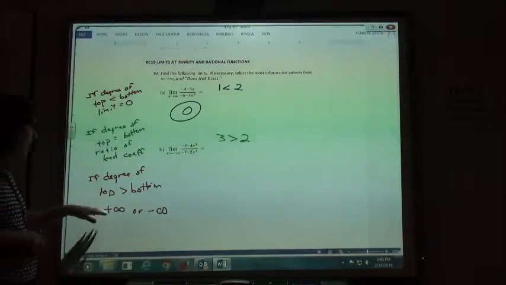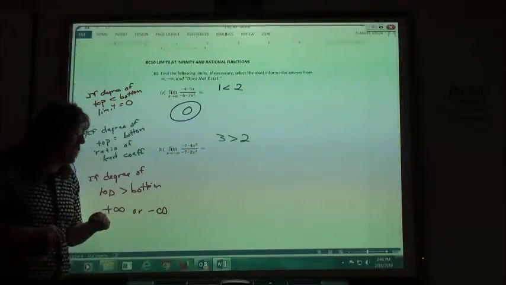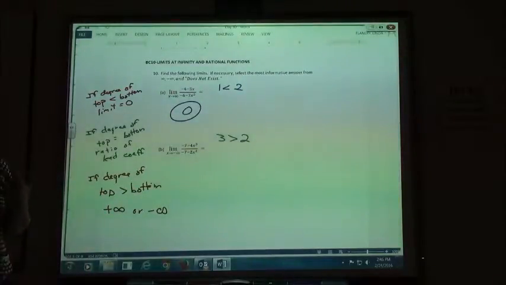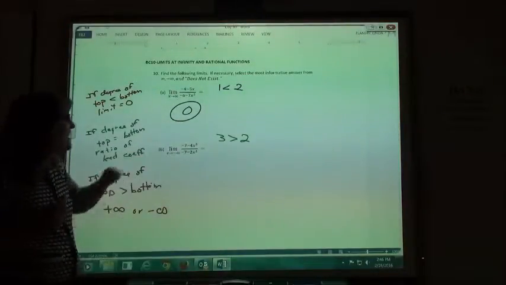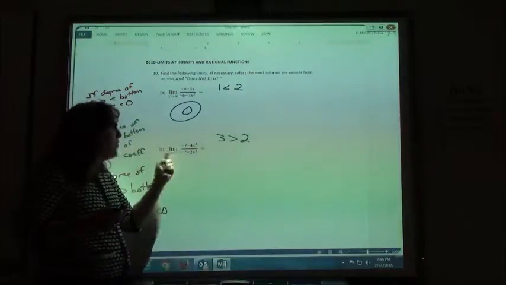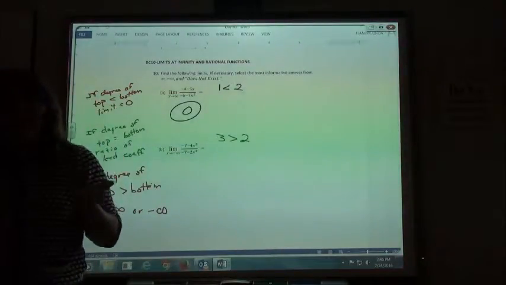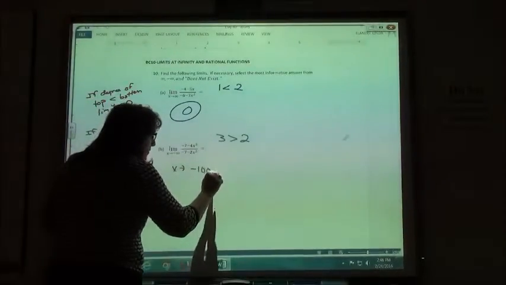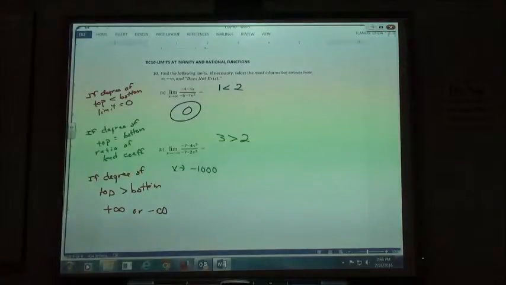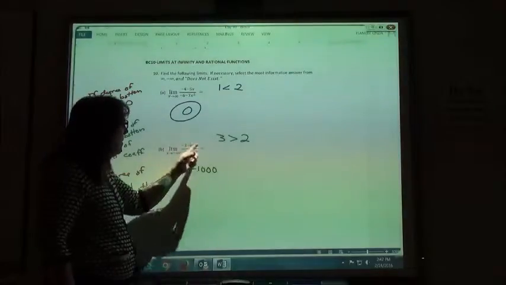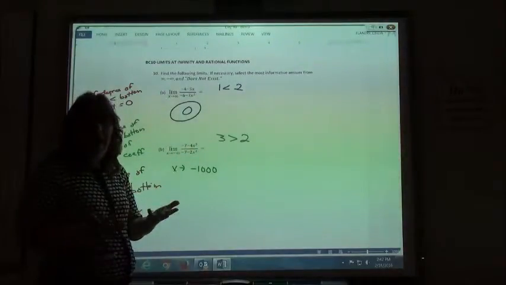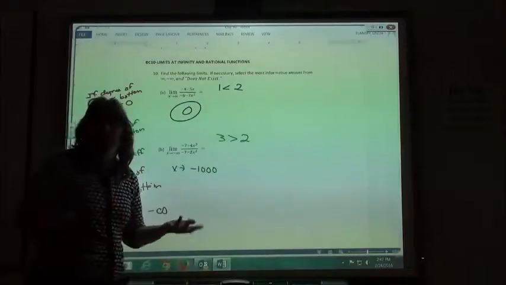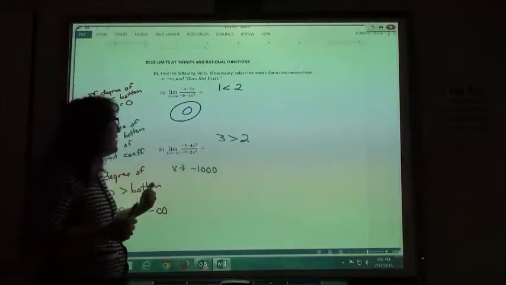So I know my answer is either going to be positive infinity or negative infinity. So what I need to do is figure out the sign of my answer as I approach, in this case, negative infinity. Now, if I'm going to approach negative infinity, I want a big negative number. I'm just going to use negative 1,000. That's probably big enough. You probably don't want to use negative 1 or negative 2. It's kind of small, but we're going to use negative 1,000. I'm going to plug that in to see if I'm going to get a positive answer or a negative answer, which tells me if I'm going to go to positive infinity or negative infinity.